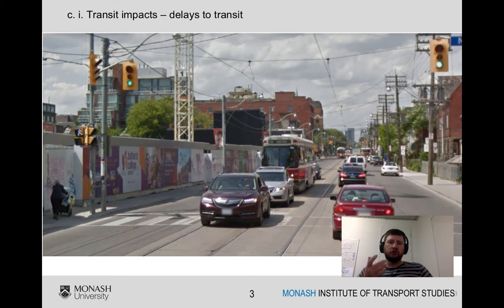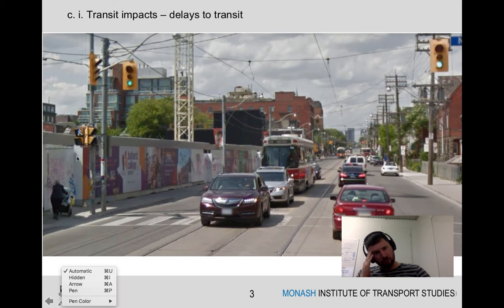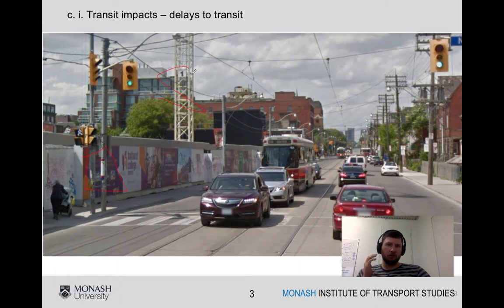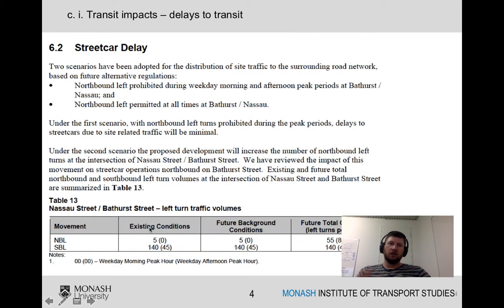And so these two cars here turning left are actually delaying the streetcar, which is trying to get to this streetcar stop here. And so you can imagine what's going to happen when this development, which is the development site that we're talking about all the way through this series of videos, gets developed, we're going to have the same problem happen going the opposite way. Vehicles turning left into the site could potentially delay transit.